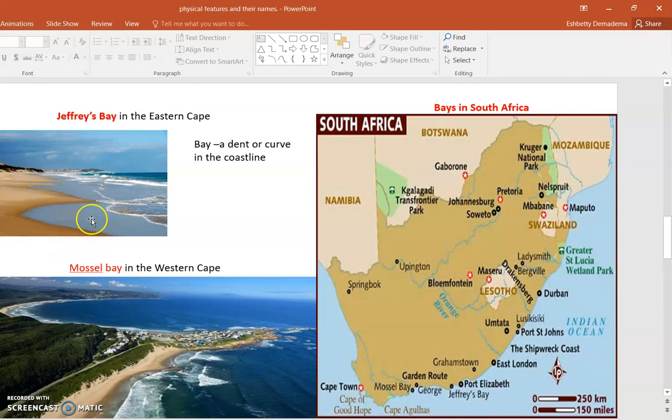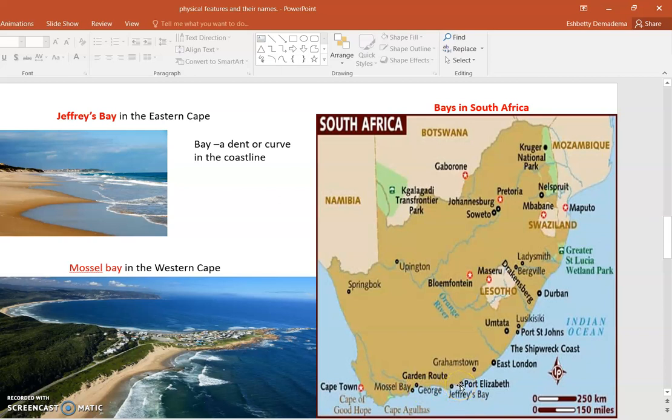So we've got our Jeffreys Bay here, and then we also have Mussel Bay here. The Jeffreys Bay is found in the Eastern Cape, and our Mussel Bay is found in Western Cape. And when we look at the map, here is Mussel Bay, and there's a little curve that goes into the map, and then here we've got our Jeffreys Bay. Jeffreys Bay also goes in like that.